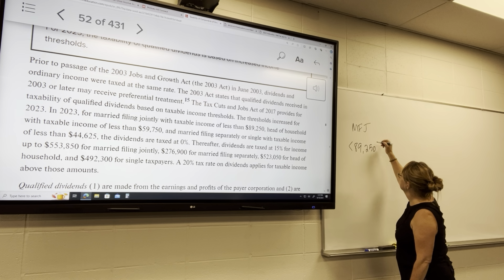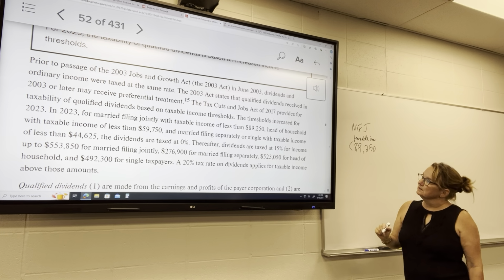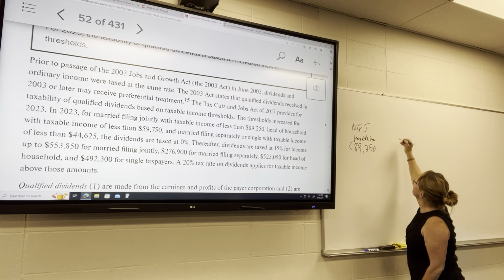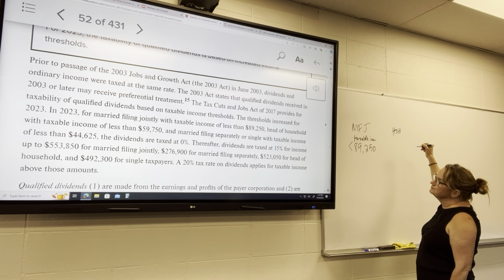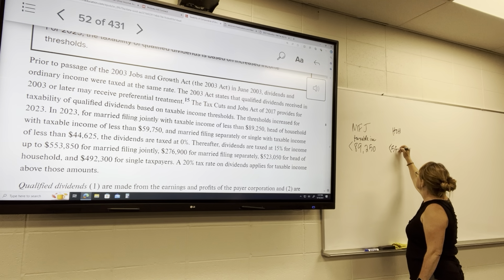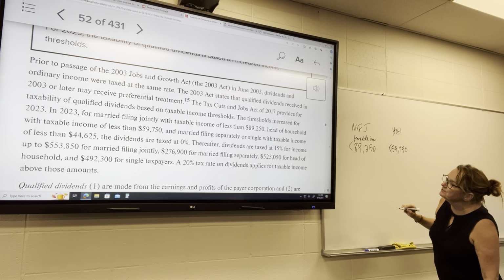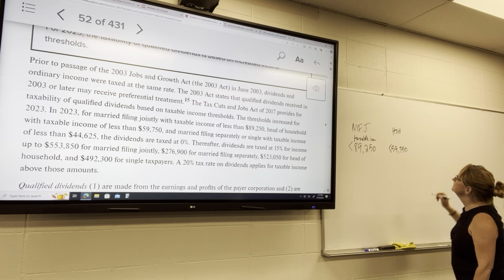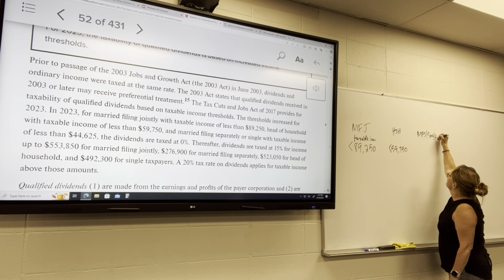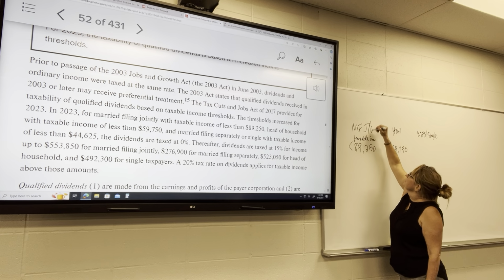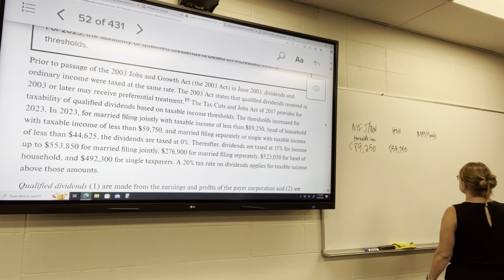this is taxable. Head of household, again, taxable income of less than $59,750. Married filing separately or single, and this would include qualifying widow or widower as well, of less than $44,625.